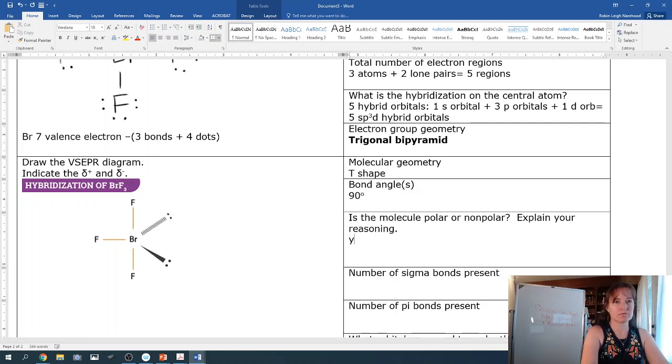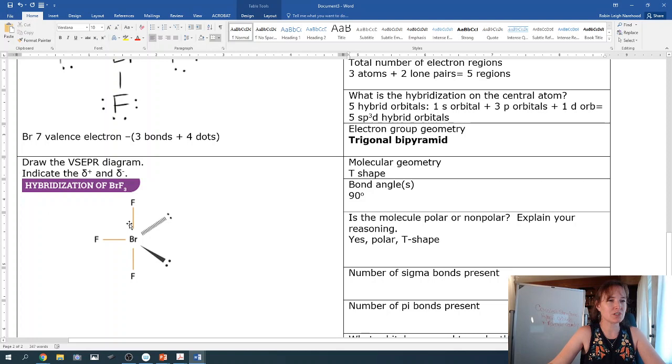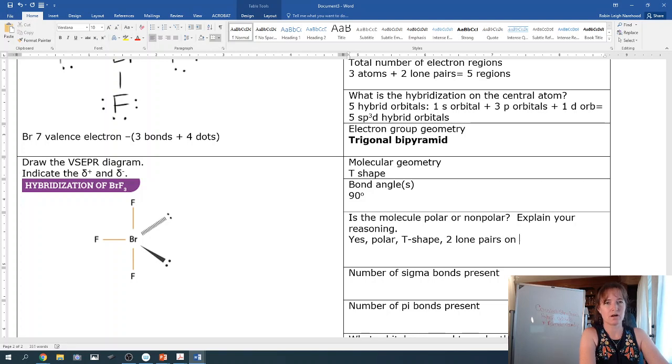Is it polar? Yes, it is polar. And the reason it's polar is because it's a T shape. The only way that something can be nonpolar is if every position around the center atom has the same substance, or electrons cancel out themselves and the atoms cancel out themselves. And this does not happen. A T shape is not some kind of symmetrical shape. The other reason is because there are 2 lone pairs on the bromine. So 1 lone pair, 2 lone pairs, it's going to be a polar geometry.